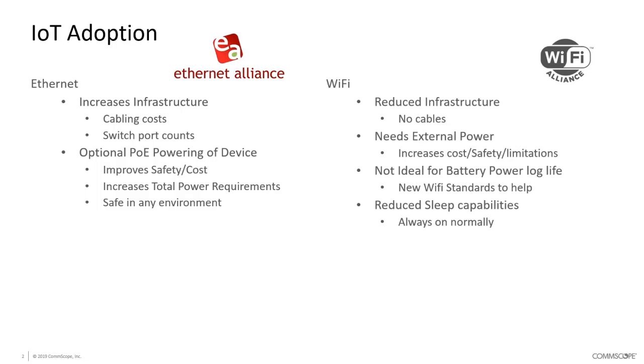On the other hand, if we take a look at Wi-Fi, Wi-Fi has a lot of advantages because there is no real infrastructure cost. There's no cabling that needs to be run beyond the access point. There's no additional switch port counts that need to be taken into consideration. But the downside is it does need some kind of power supply.